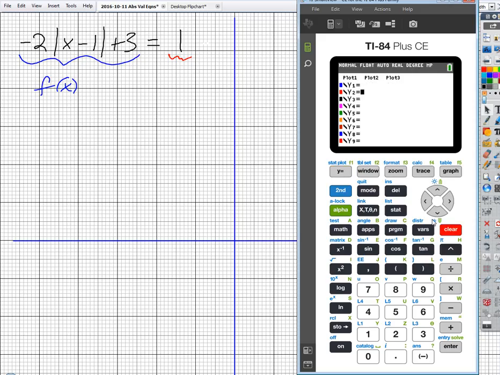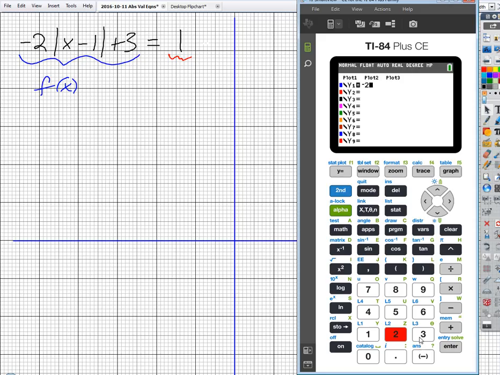Okay, so here's our strategy. Here's what we do. We're going to take the function on the left side of the equation, and we're just going to graph it. Okay? So let's take f of x, and let's just put that into our calculator. So we go to y equals, that's where we graph stuff, right? And I want to put in -2. Remember, I have to use the negative sign there, not a minus sign. -2 times the absolute value of x minus 1.